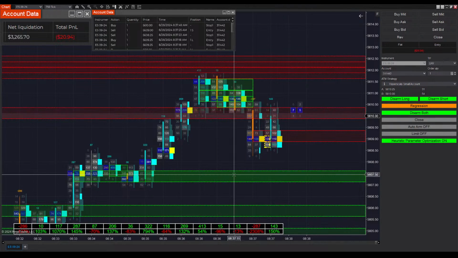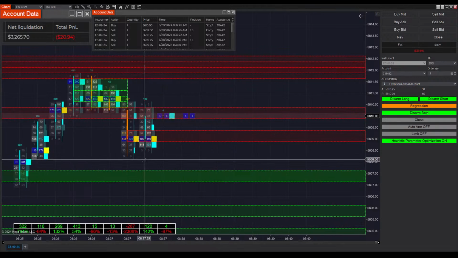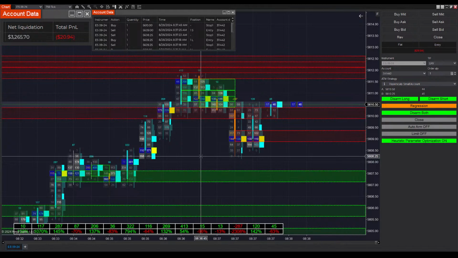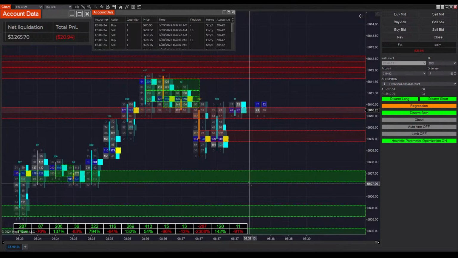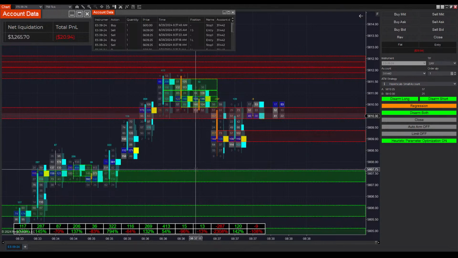Unfortunately, they were in the red for today. Not a super good start. Down below, down $20 today so far. I think we're in the correct mode here, but the market is trading pretty strangely today.